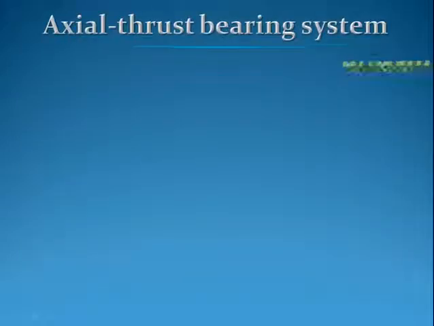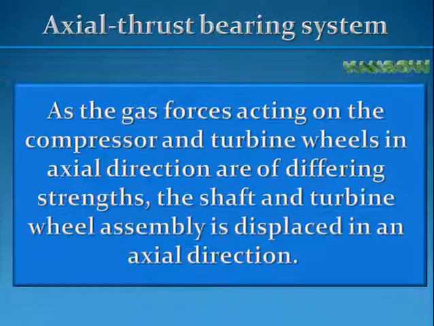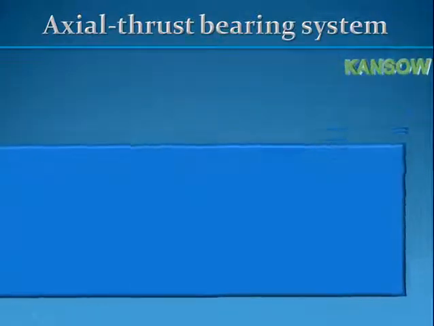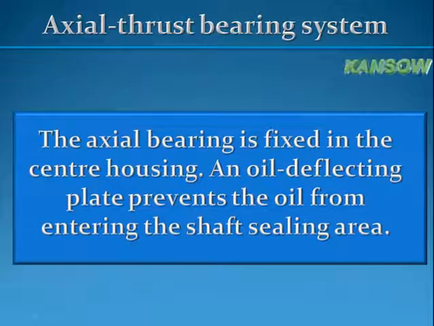Axial thrust bearing system. As the gas forces acting on the compressor and turbine wheels in axial direction are of differing strengths, the shaft and turbine wheel assembly is displaced in an axial direction. The axial bearing, a sliding surface bearing with tapered lands, absorbs these forces. Two small discs fixed on the shaft serve as contact surfaces. The axial bearing is fixed in the center housing. An oil deflecting plate prevents the oil from entering the shaft sealing area.